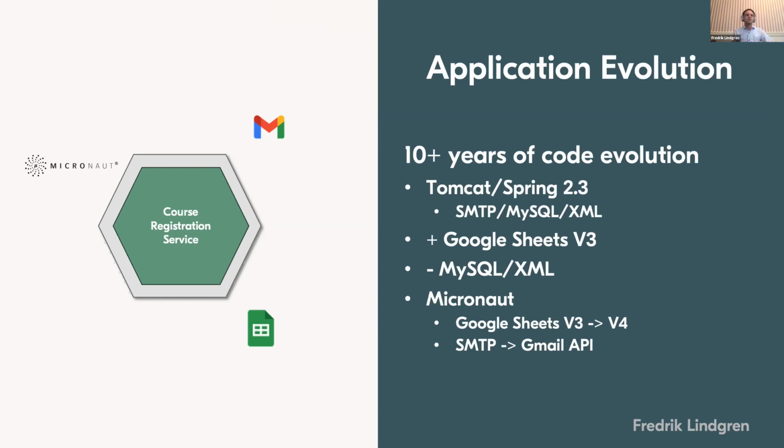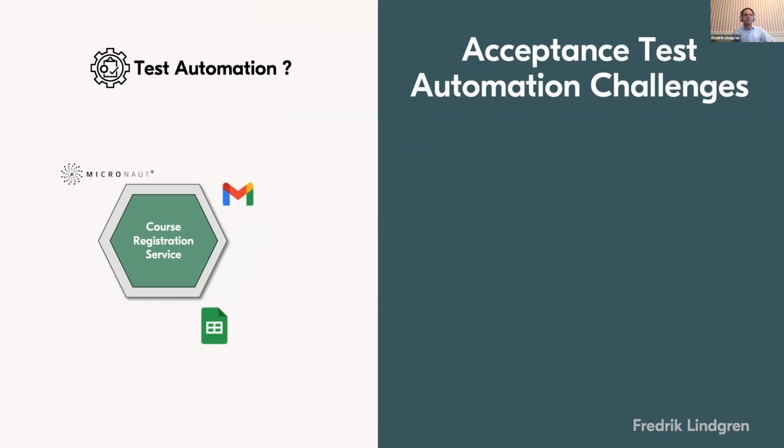So what does that mean in terms of architecture? With these systems, we want to store things in Google Sheets. We want to send email through the Gmail API. How do we test it? That's basically one of the challenges that the architecture helps with.